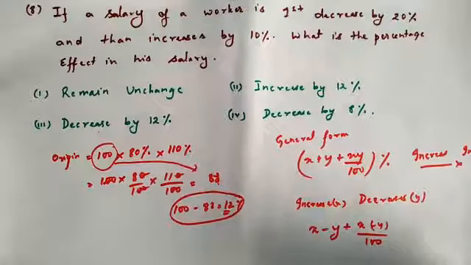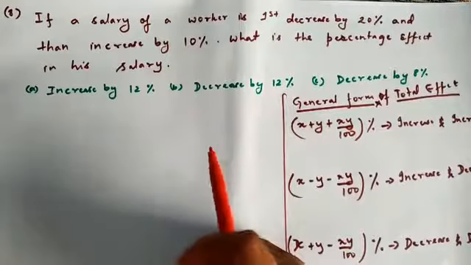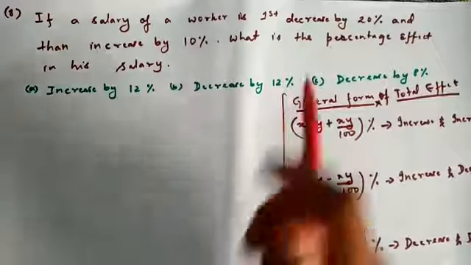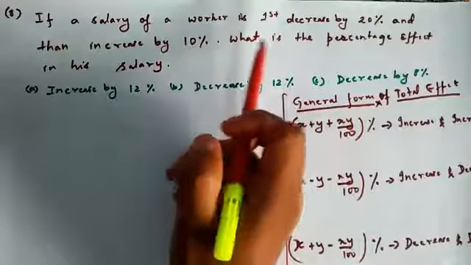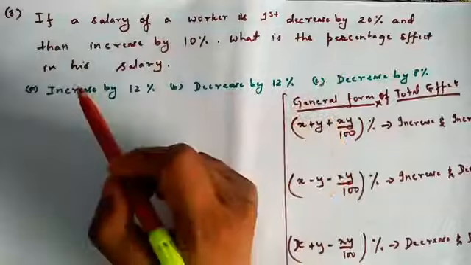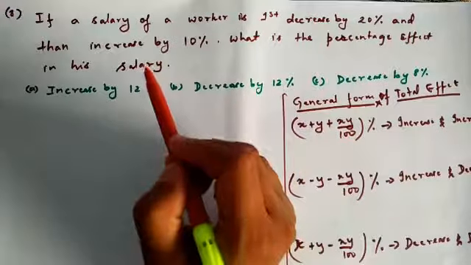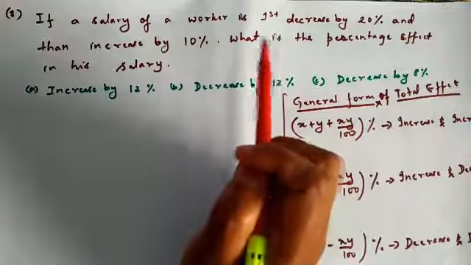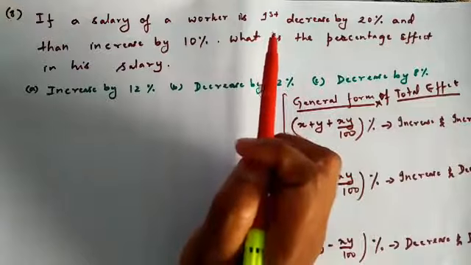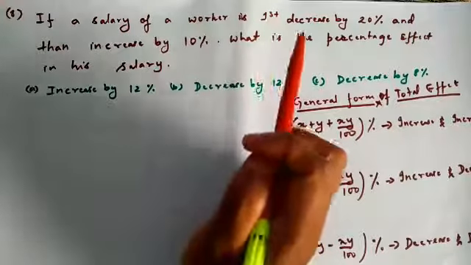Okay, number 8. If the salary of a worker is first decreased by 20% and then increased by 10%, what is the percentage effect in his salary? A person's salary is first decreased by 20% and then again increased by 10%. That's the question. What is the effect? The difference between the original and the new salary of that person will be the answer.